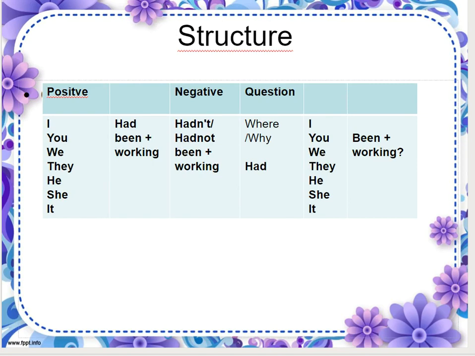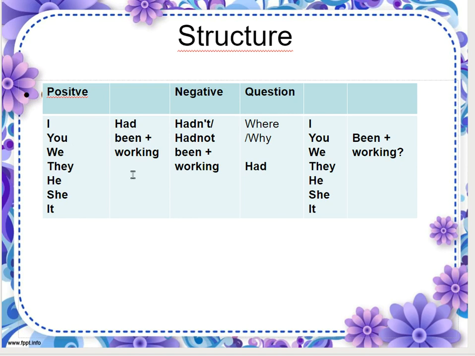I have divided the slide into three parts: one for positive sentences, next for negative sentences and then question form. So let's start with the first one. In the positive sentence, what we basically do is take subject plus had been plus verb plus ing. Let's look at an example. We take the subject. Subject could be one of these: I, you, we, they, he, she, it. And then add had been plus verb plus ing. So the sentence can be I had been working, you had been working, and so on.